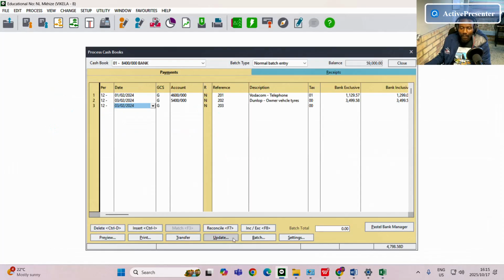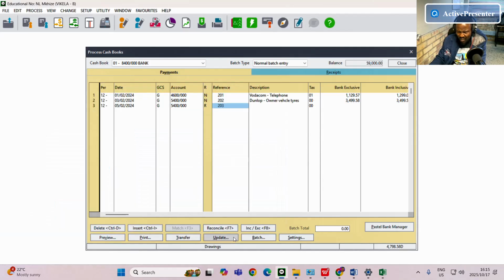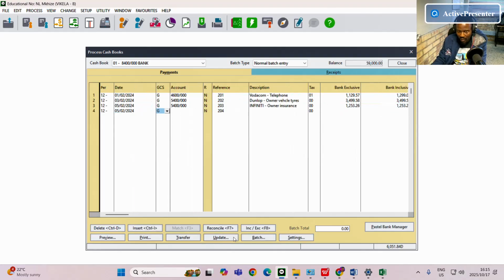Okay. So the date is the 5th. So 5, enter, enter. I'm just going to start with the drawings. Drawings. It's 203. I'm going to type Infinity, and then I'll say owner insurance. There's no VAT involved when it comes to drawings. 1,253.26.